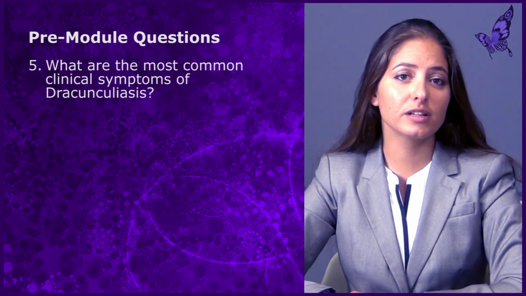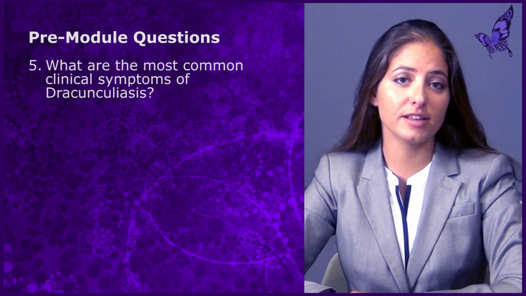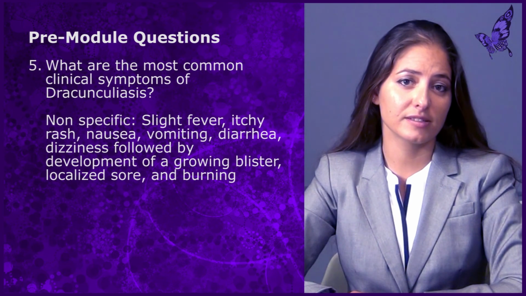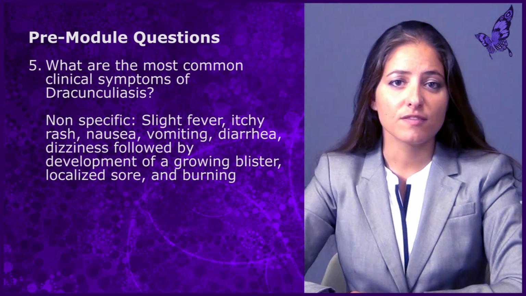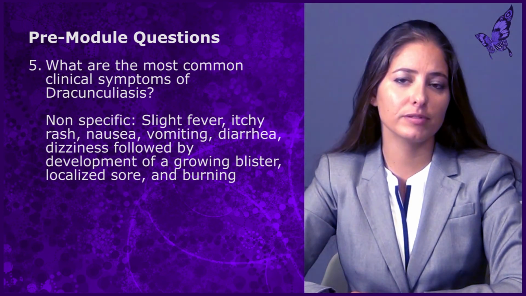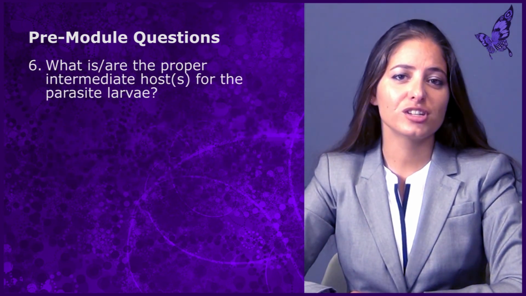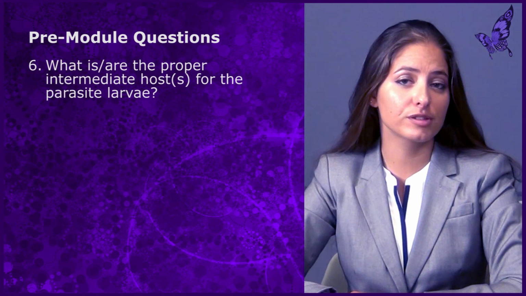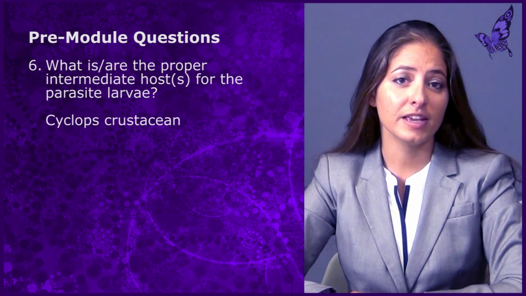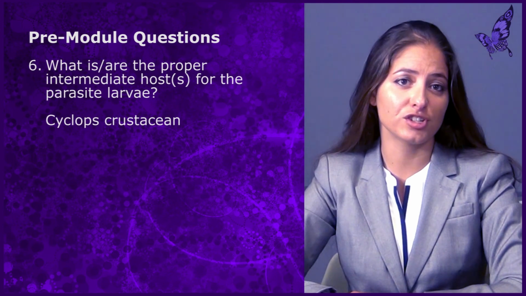Question number 5. What are the most important clinical symptoms of dracunculiasis? Nonspecific findings: slight fever, itchy rash, nausea, vomiting, diarrhea, dizziness, followed by development of a growing blister, localized sore, and burning. Question number 6. What is or are the intermediate host or hosts for the parasite larvae? The answer is Cyclops crustacean.